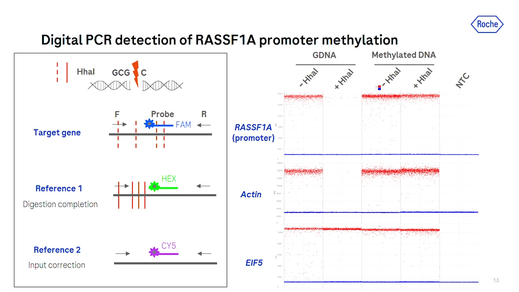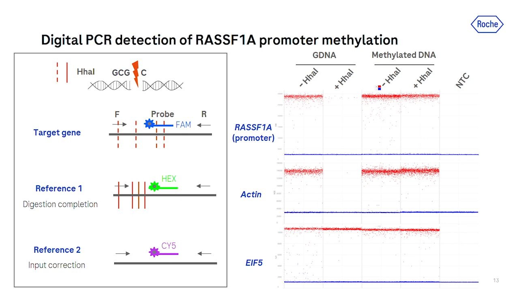The HhaI restriction enzyme was used in this study. The target gene RASSF1A was used along with reference 1, the actin gene, for the purpose of monitoring digestion completion. And reference 2, the EIF5 gene, was used for input DNA correction. The dashed line shows the location of HhaI cleavage sites on the PCR amplicon region of the RASSF1A promoter, and the solid lines indicate the location of cleavage sites on reference 1.